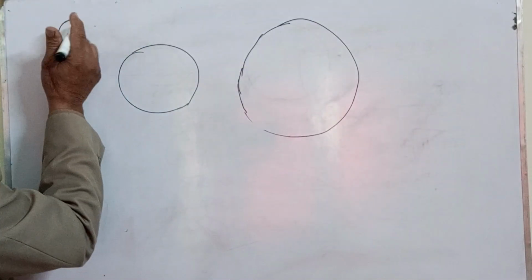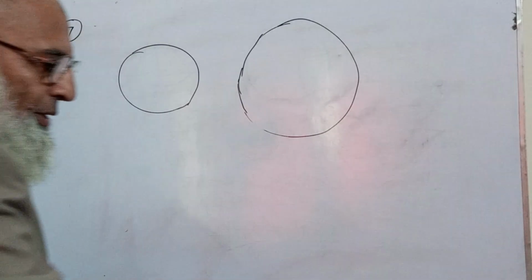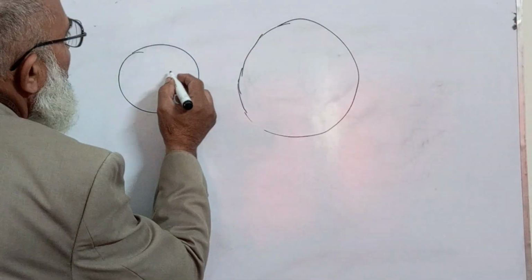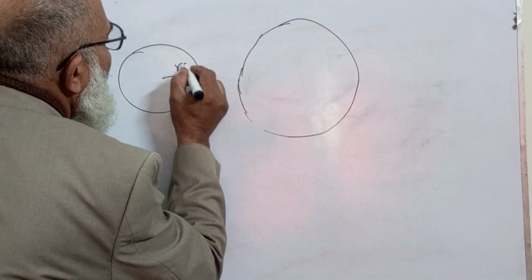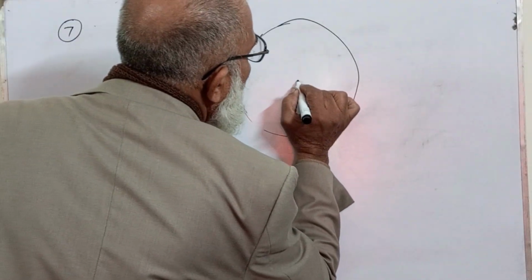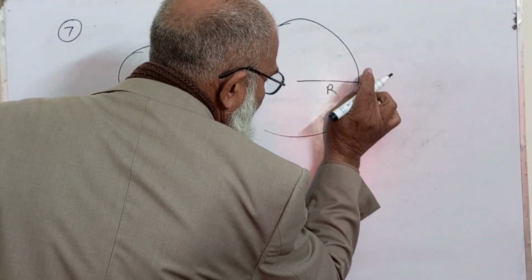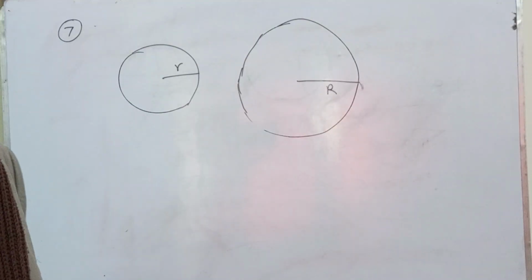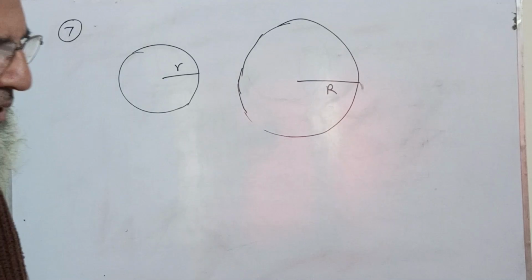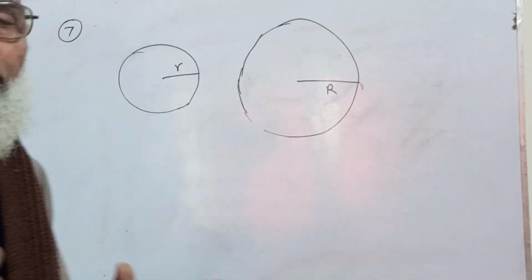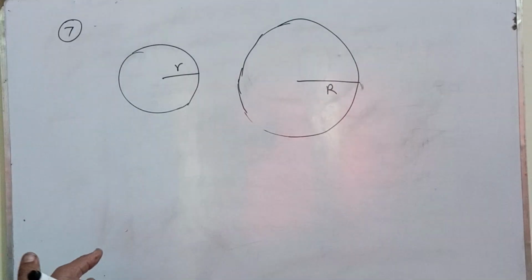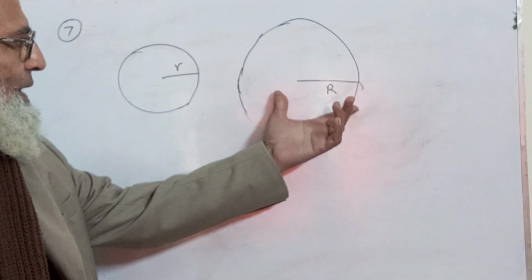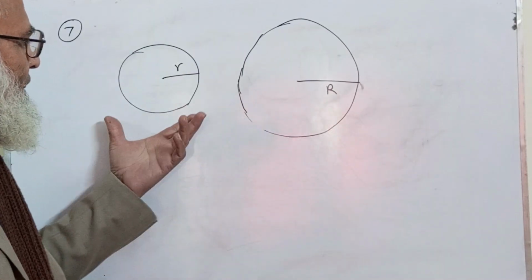Question number 7. This is a single question, and only R is given, with alpha, and this is r. Now we have to find the relation between R and r, but the condition is that the radius is twice the other.